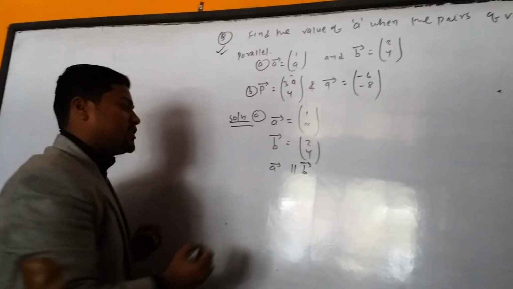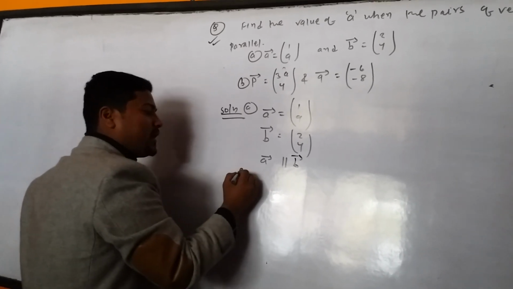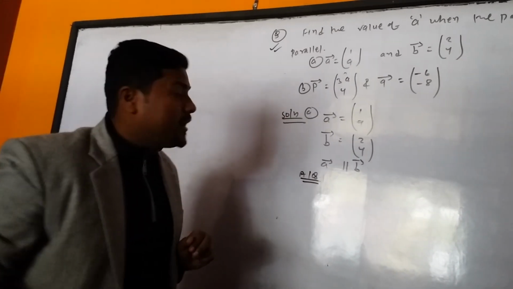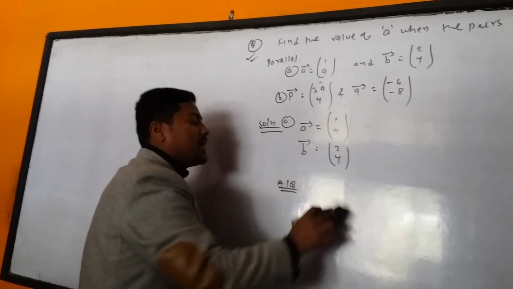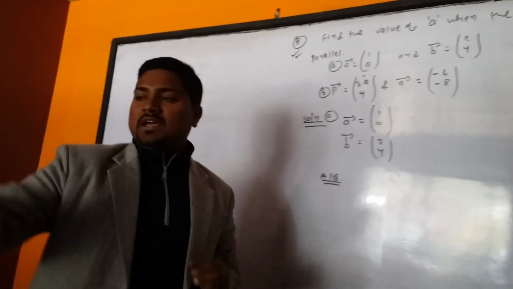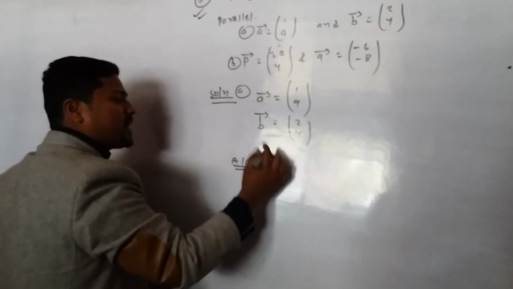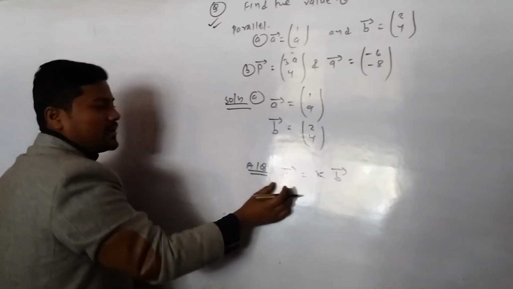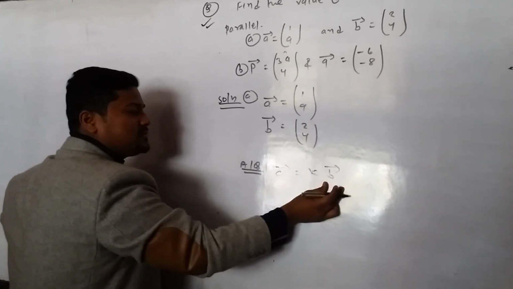So what is the condition? Now what is the condition for parallel vectors? A vector and B vector are parallel at what condition? Tell me, what is the condition for two vectors to be parallel? A vector is equal to K times B vector. Now here, when two vectors are parallel, A vector is equal to K times B vector.